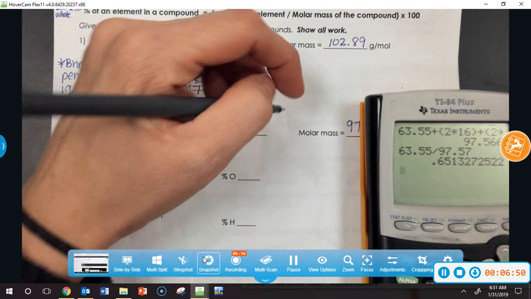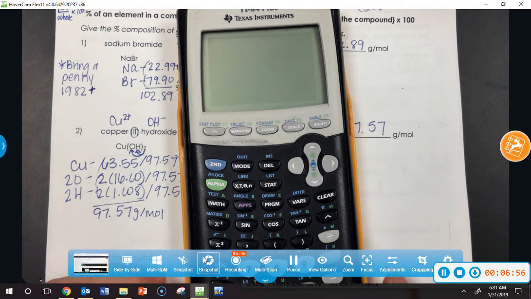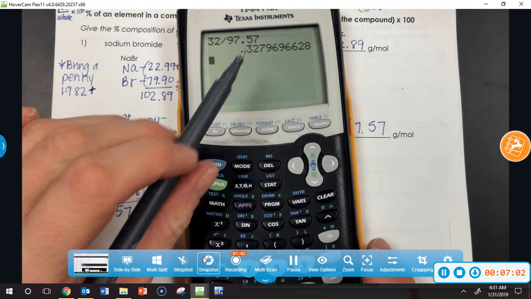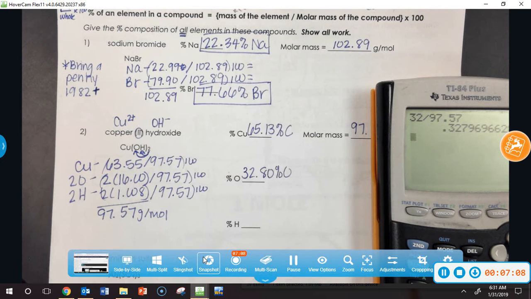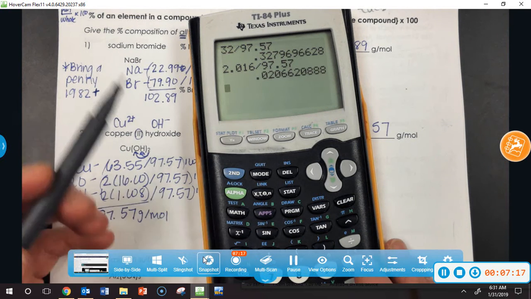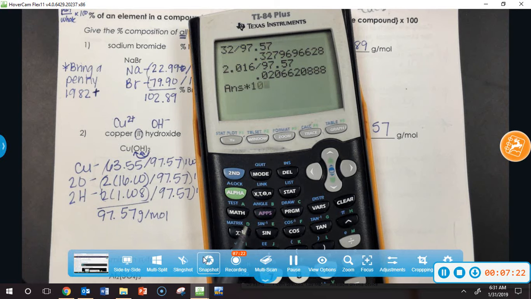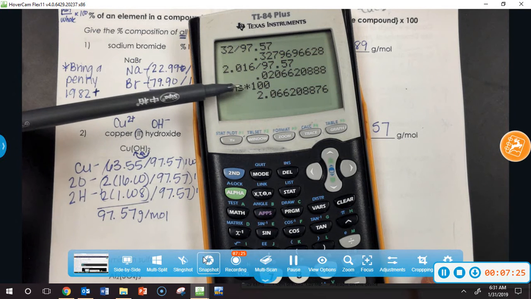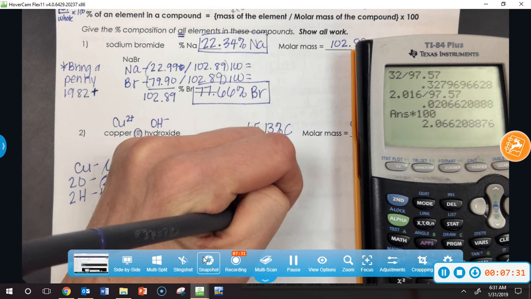So 65.13% copper. I already know 2 times 16 is 32, so I'm taking a shortcut. 32.80% oxygen, and then hydrogen. Again, another shortcut. I know that one off the top of my head. So maybe you don't know this, but if you just move the decimal 2 times over, you get your percent. But if you don't want to do that in your head, don't forget to multiply by 100. So hydrogen is 2.07% hydrogen.